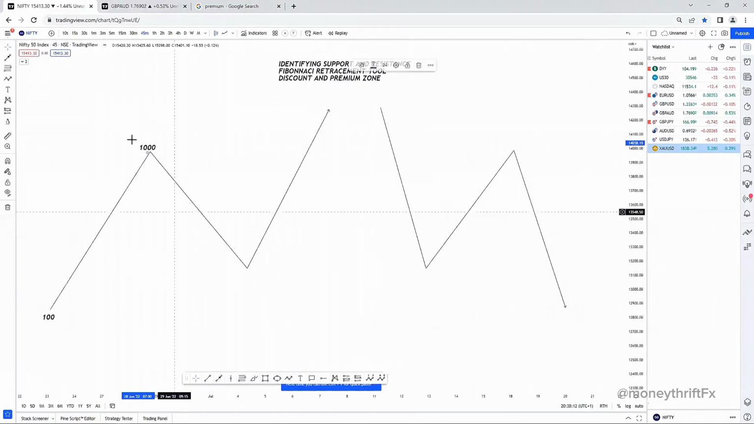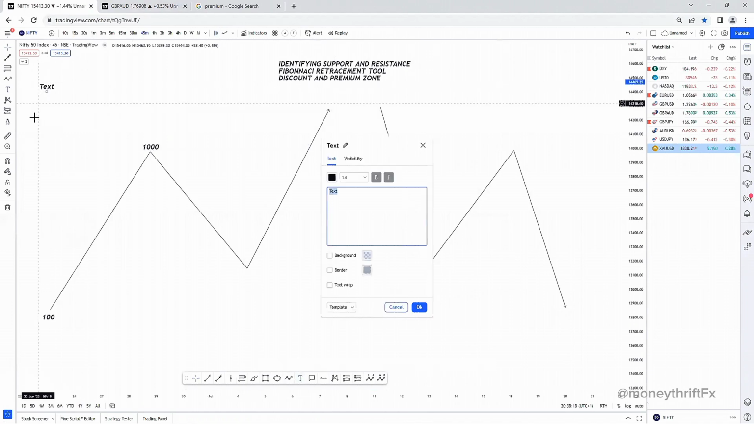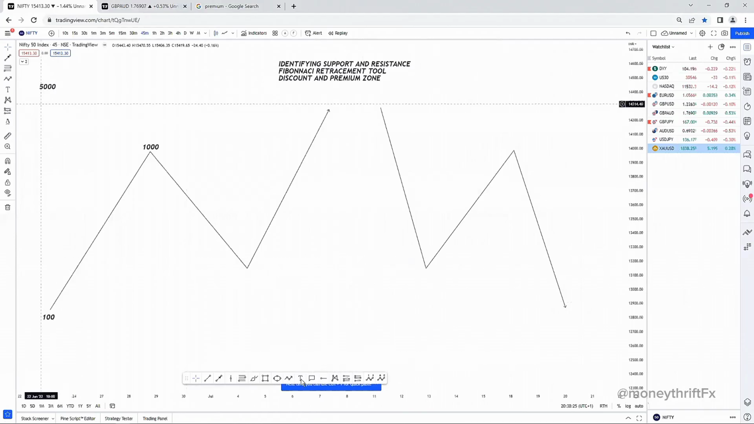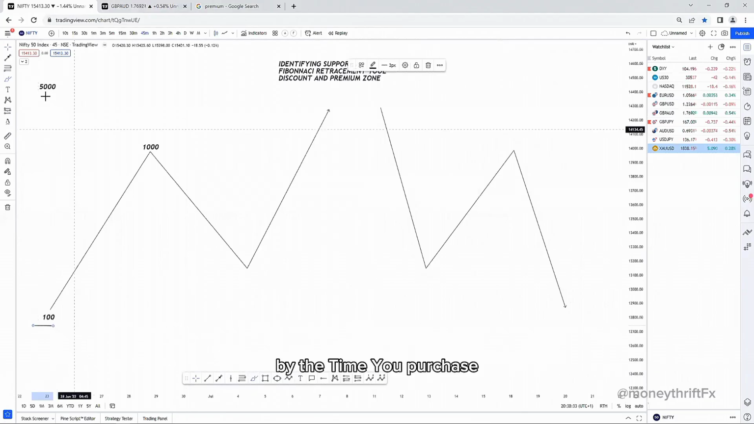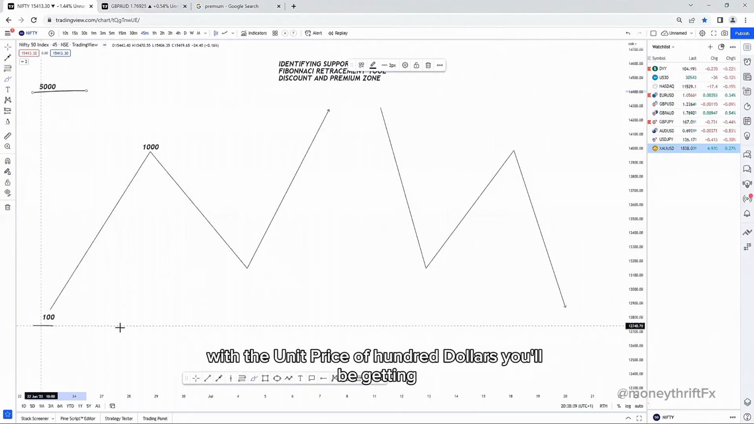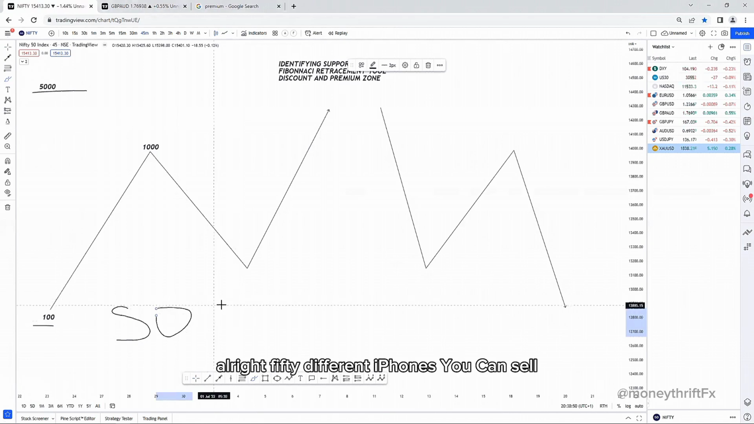All right. So let's say this is the cost of iPhone, and let's say you had $5,000 in stock as the capital, and then if you wanted to invest the entire $5,000 to buy iPhone when the cost of 1 unit of iPhone is $100, by the time you purchase with your entire $5,000 at the unit price of $100, you'll be getting up to about 50 iPhones that you can sell. All right, 50 different iPhones you can sell.